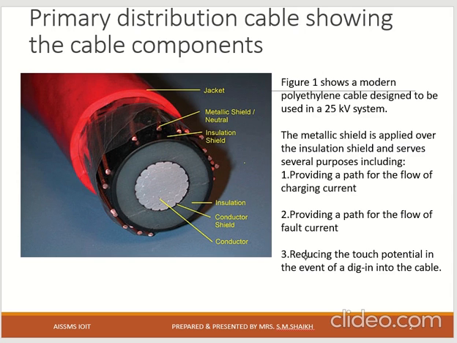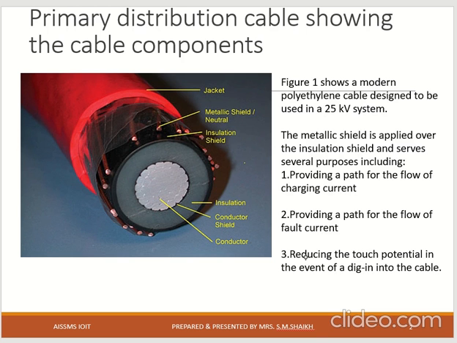Here you can see this red jacket. This is known as the jacket or the outermost insulation, which also has a metallic shield or a neutral. In some cases, the neutral is connected to this. The metallic shield is applied over the insulation shield and serves several purposes, including providing a path for the flow of charging current, providing a path for the flow of fault current, and reducing the touch potential.